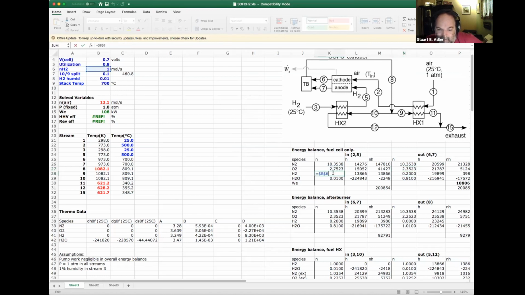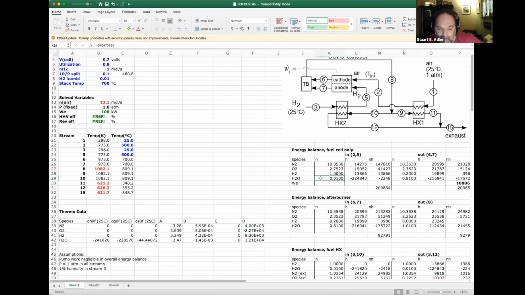And then the same thing for the hydrogen. Hydrogen, 1 mole goes in, and we calculate that minus the utilization times the fuel flow. It's 80% utilization, so we should be left with 0.2 moles. When 1 goes in, we're using up 80% of it, so 0.2 moles remain in stream 7.